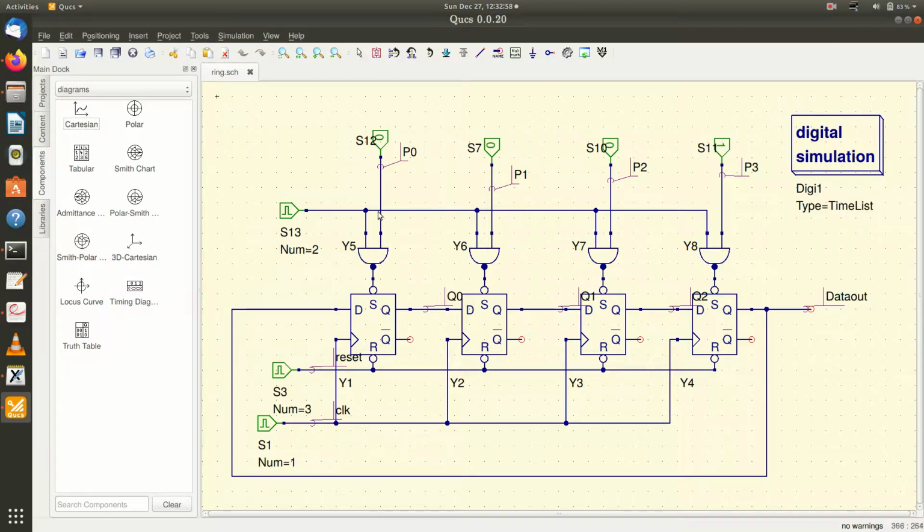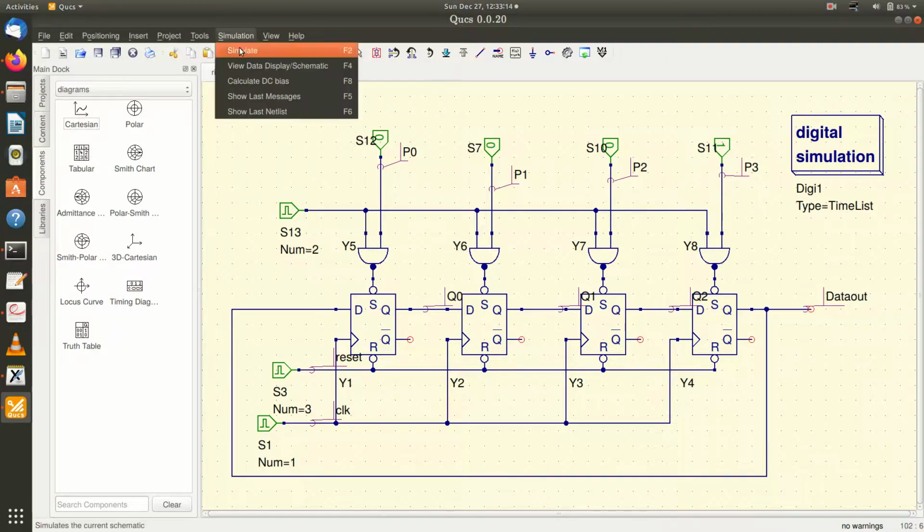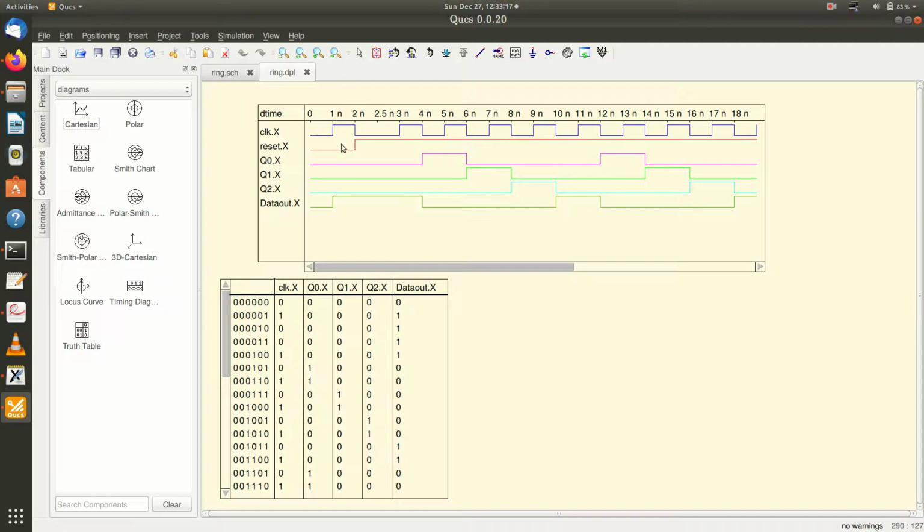Suppose I load this data with 1000, through these presets. Now let us observe the shifting and the ring counter operation. Now I will simulate this circuit. You can see that here an initial reset is there where all flip-flops are reset, and then I apply this parallel input so that it becomes the pattern 1000.